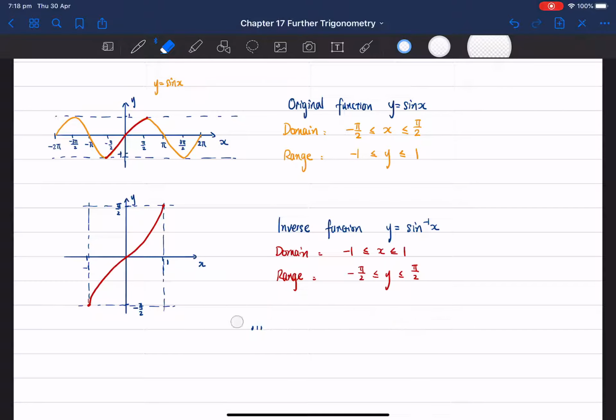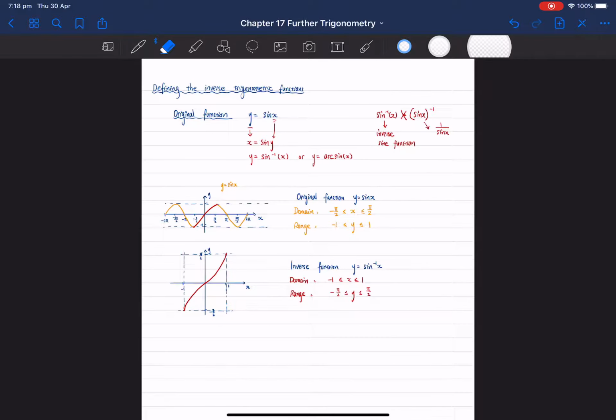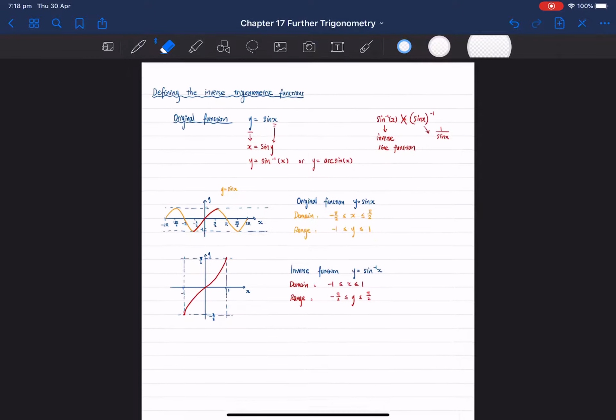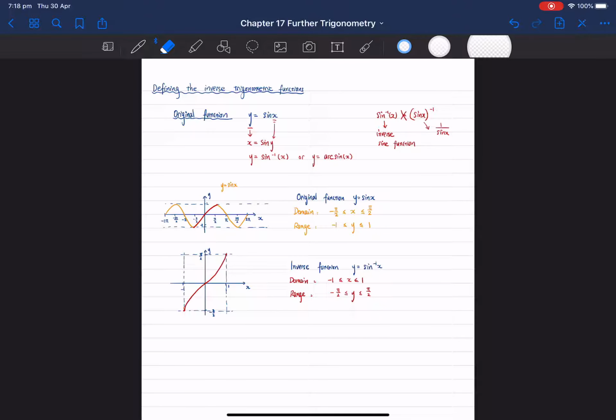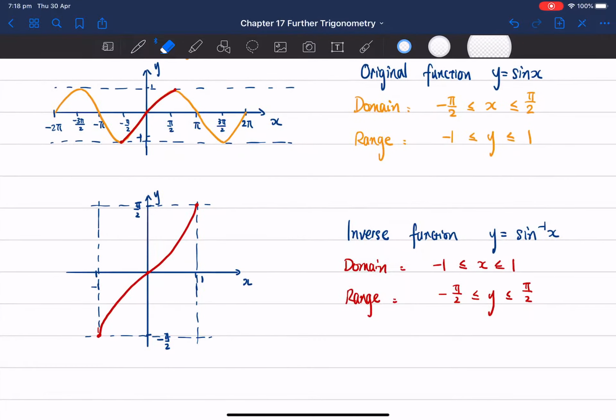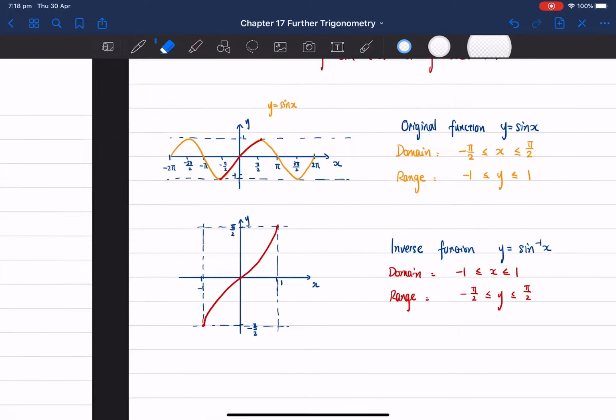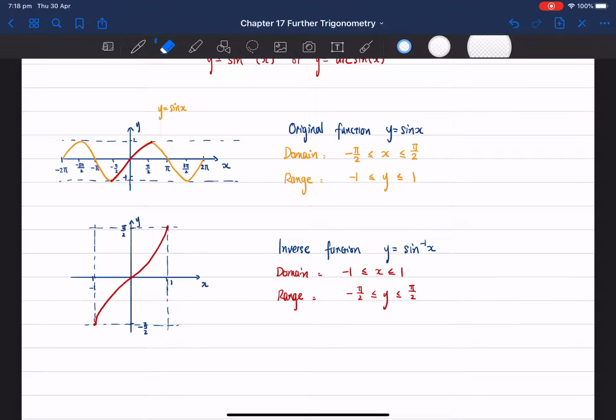All right, this is all you need to remember for the sine inverse. And as you can see here, for this sine inverse function, if you just pay attention to this diagram, it is always increasing. And it is also a 1-1 function. So it passes the horizontal line test and also the vertical line test. It is a 1-1 function. It is always increasing. Okay, now let's move on to the cosine inverse.